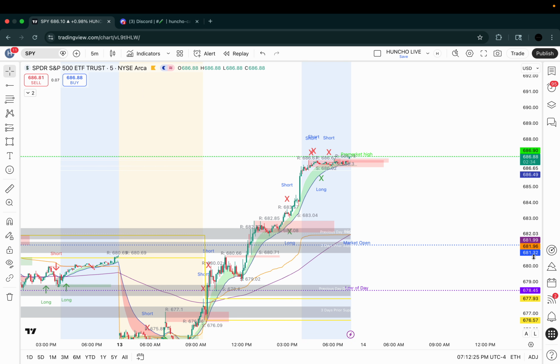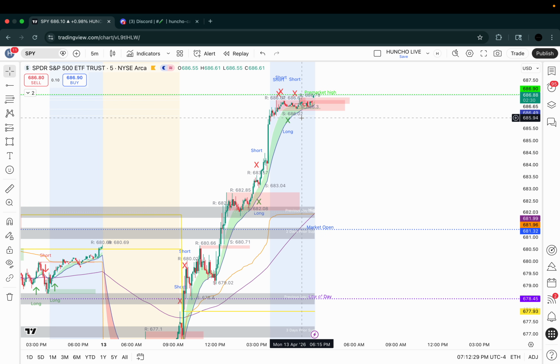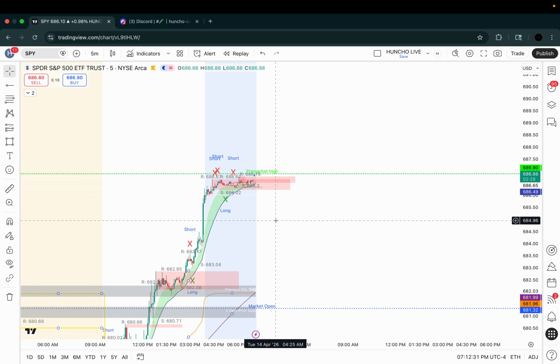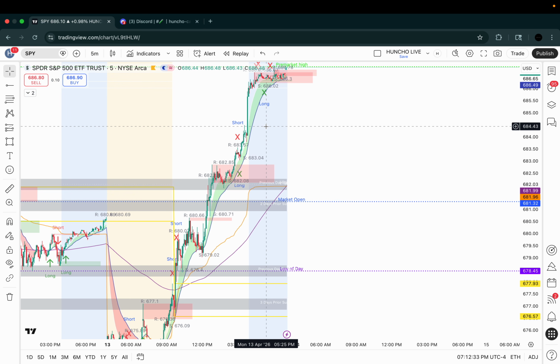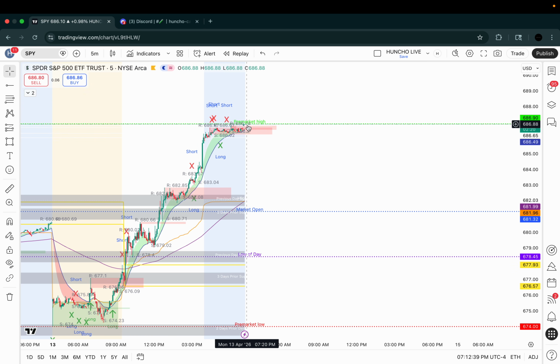This indicator just gives me all the levels: the market open, low of day, high of day, pre-market high, pre-market low. So this ends up adjusting. This is just delayed from earlier today, but this will be updated every morning at 4:30. You'll see the pre-market high, pre-market low. Those are my friends.